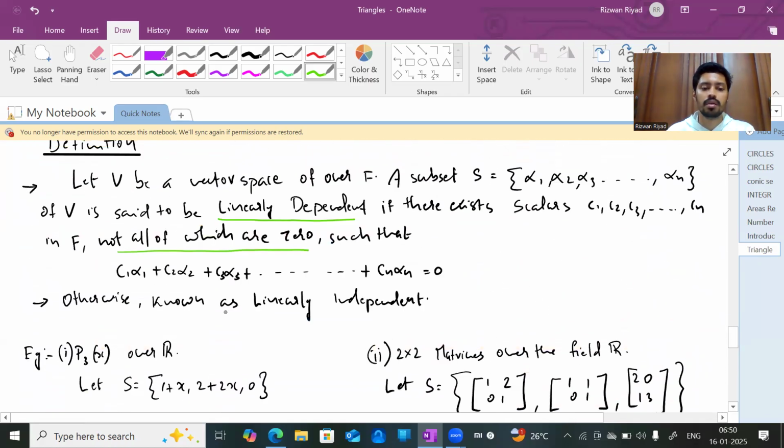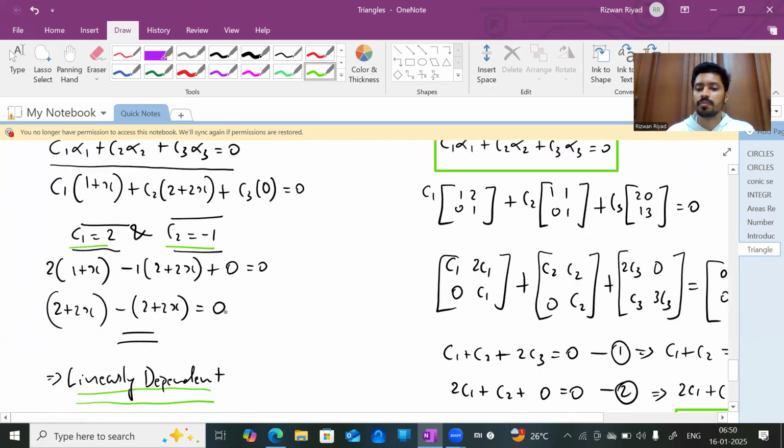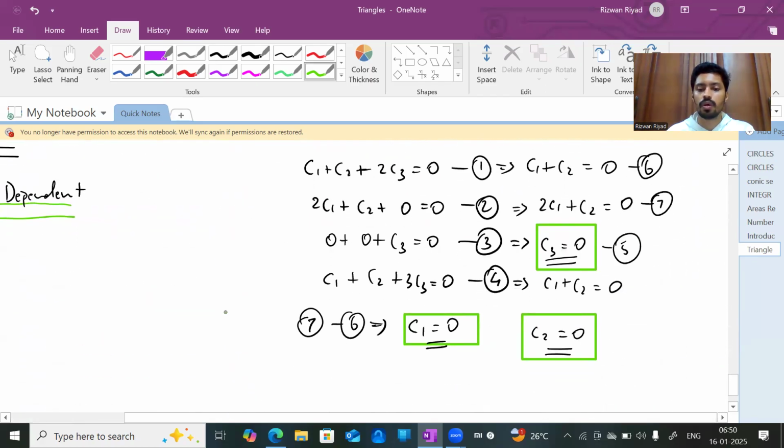But in this example, all of them are 0. That's why it is linearly independent.